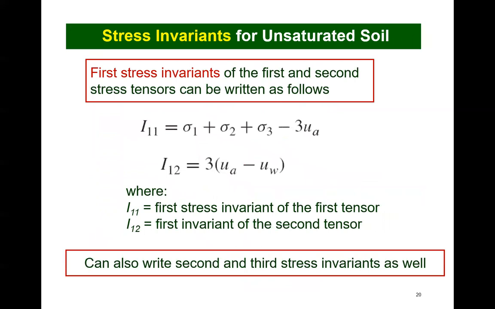It is also possible to write stress invariants for any unsaturated soil. Since there are two independent stress tensors, there can be twice as many stress invariants. In other words, first, second, and third stress invariants can be written for the first and second stress tensors. Only the first stress invariants for the first and second stress tensors are shown on this slide. The following point can be made. Any stress description written for a saturated soil can also be written for an unsaturated soil.